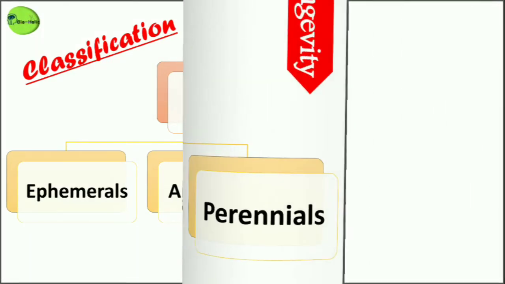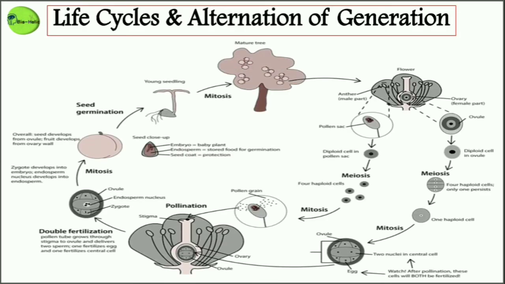Now last but not the least, we will talk about the life cycles and alternation of generation of plants. So in plants, both haploid and diploid cells can divide by mitosis, and this ability leads to the formation of different plant bodies, haploid and diploid, right? So the haploid plant body produces gametes by mitosis, and this plant body represents the gametophyte. Now following fertilization, the zygote also divides by mitosis to produce a diploid sporophytic plant body.